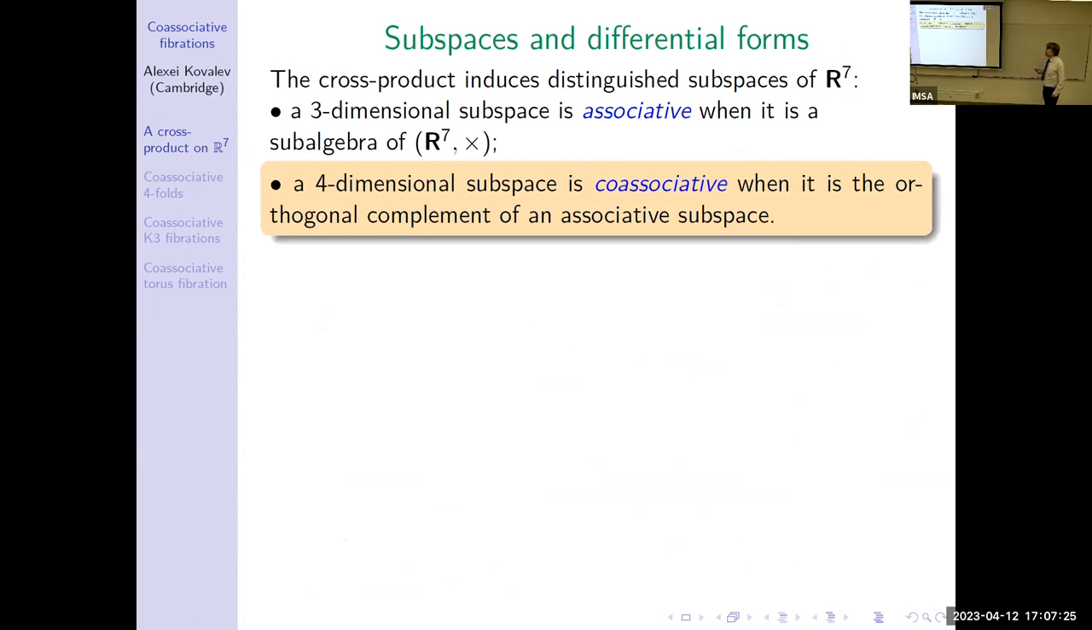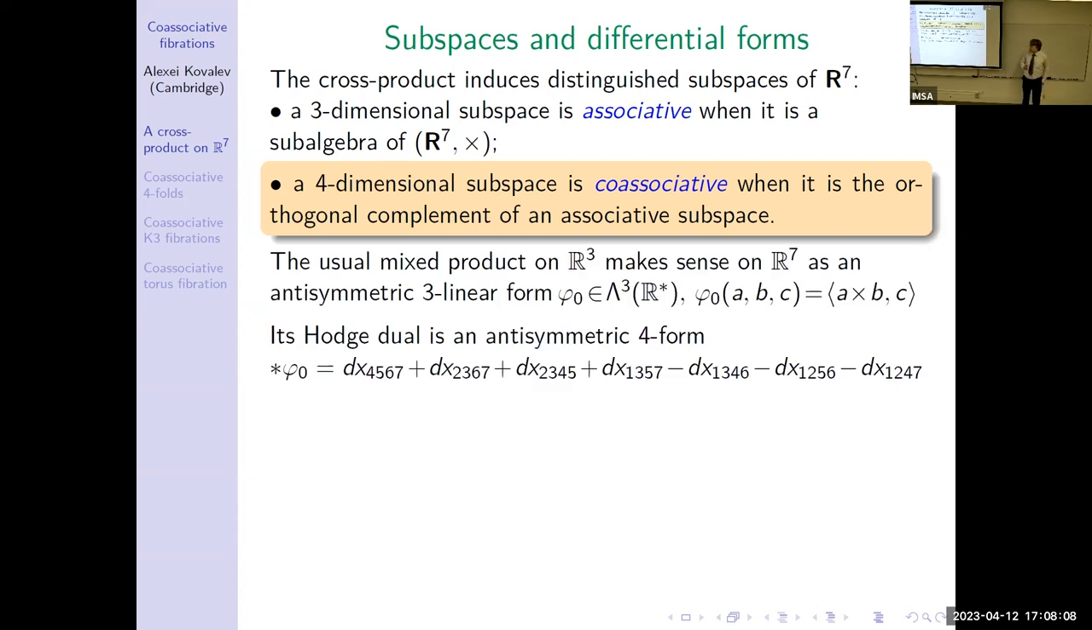That allows us to define distinguished subspaces. Like we observe that any triple X, Y, X cross Y gives us a subalgebra. Any such subalgebra will be called an associative three-dimensional subspace. Actually, it turns out that equally interesting, if not more interesting, is to consider orthogonal complements. So that will be four-dimensional subspaces whose orthogonal complement is a cross product subalgebra. These are called co-associative subspaces, and they will be important in this talk, along with co-associative submanifolds.